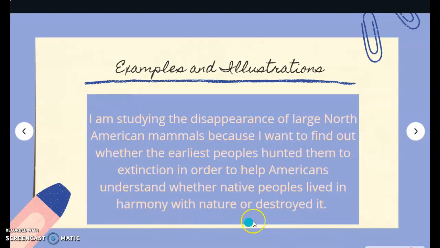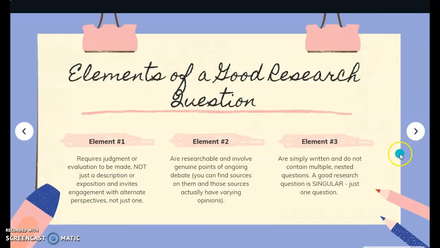And now you've really got, so this isn't in question form, right? I recognize this isn't a research question. There's no question mark on it. But what you have is the framework for your research question. This is what I'm going to be asking you to put together: what are you studying? What do you want to find out? And why does it matter? Once you have all of that, you can take it and turn it into an actual question.